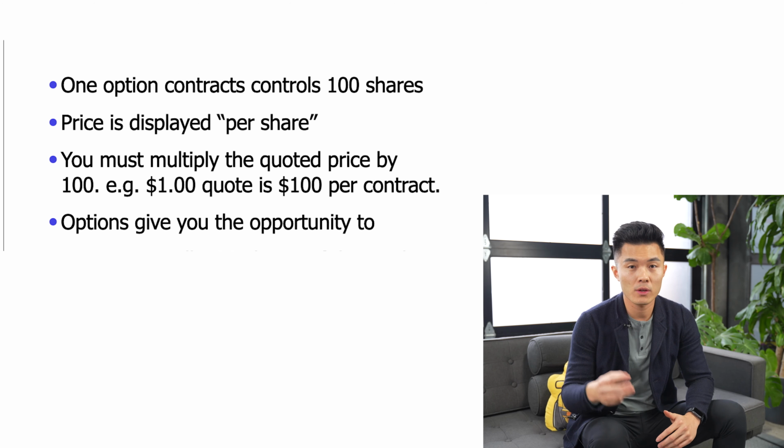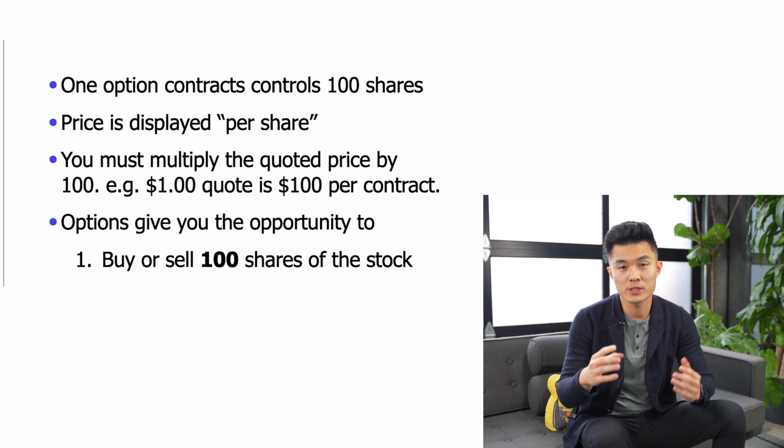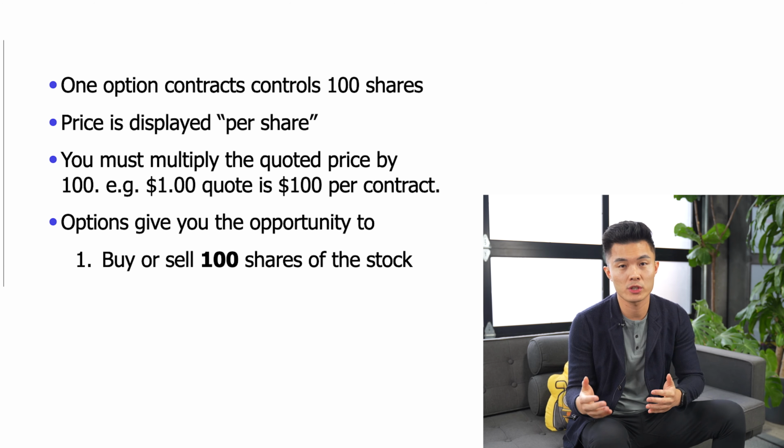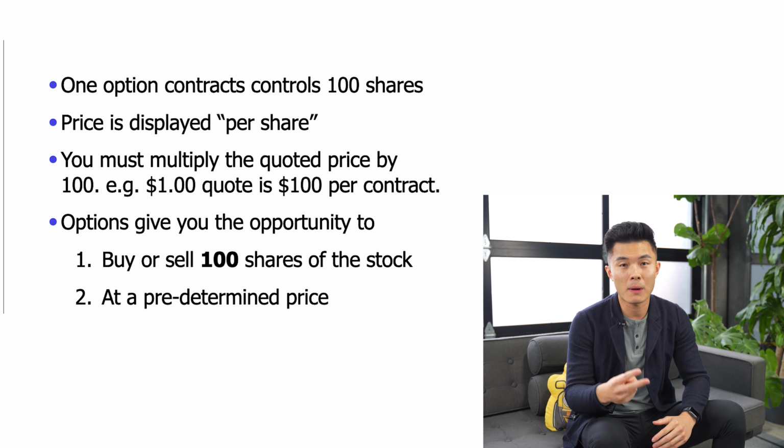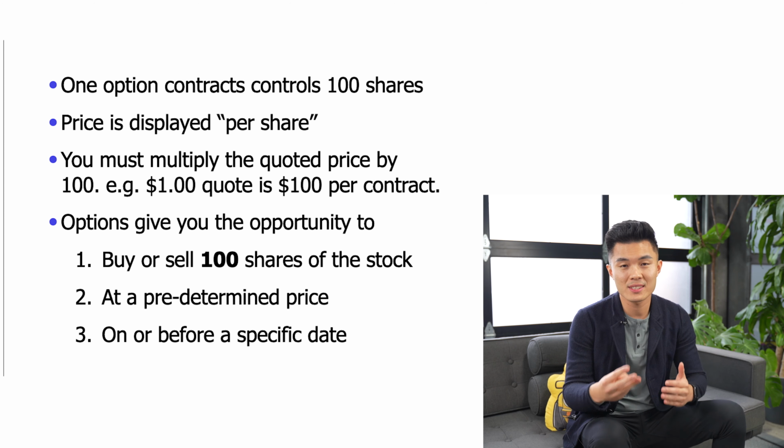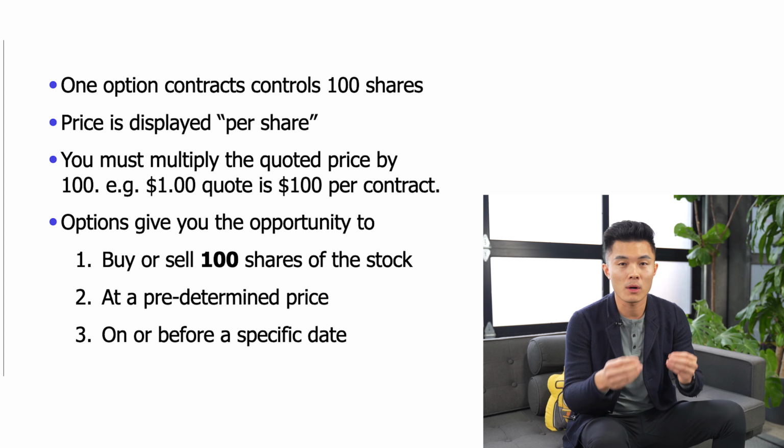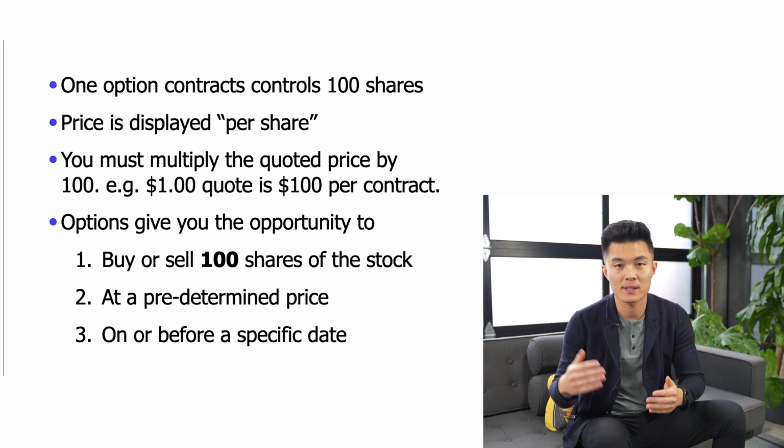The option gives you three opportunities here. First is to buy or sell 100 shares of the stock. Second is to buy or sell them at a predetermined price. The third is you can decide whether to buy or sell them on or before a specific date.